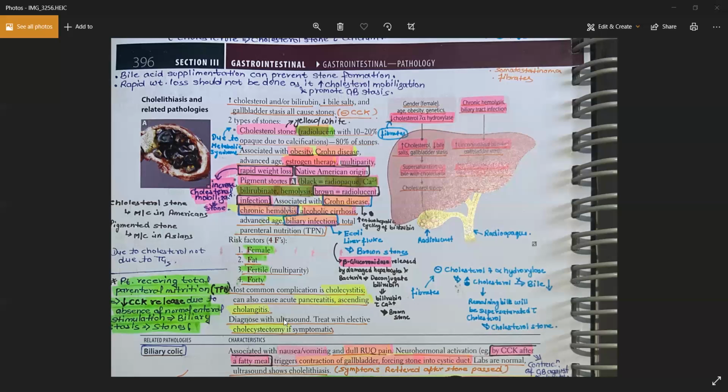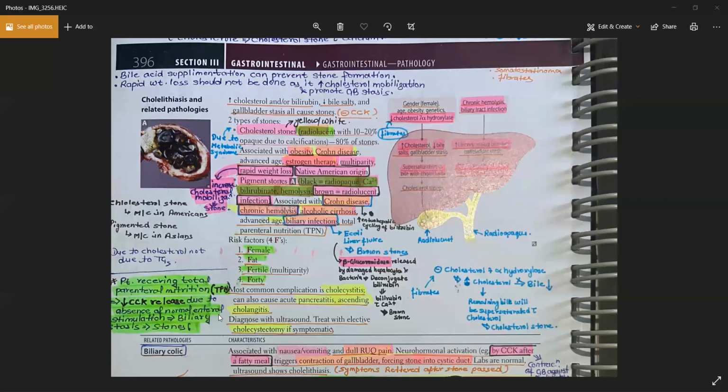You will diagnose with the help of ultrasound. Ultrasound can show you the stones. X-ray can help too. In case of a pigmented stone, if you do an X-ray, you can easily detect the presence of stones, right? And what is the treatment? Treatment is elective cholecystectomy if the patient is symptomatic. Only in the symptomatic patient will you do the cholecystectomy. Any doubts so far?